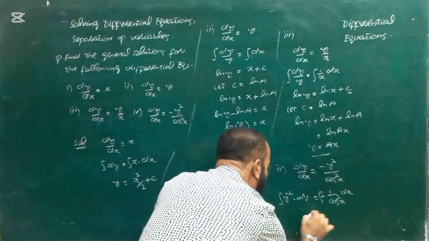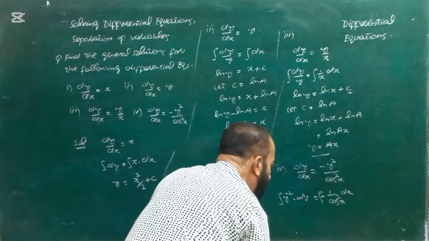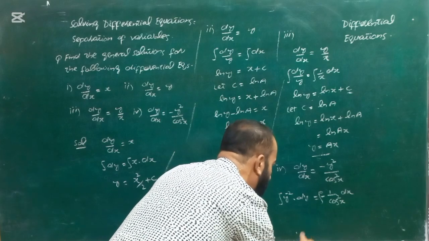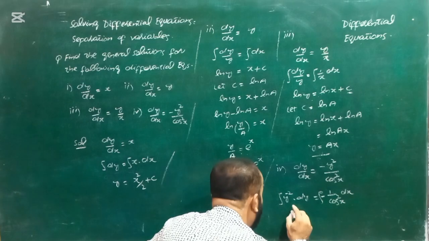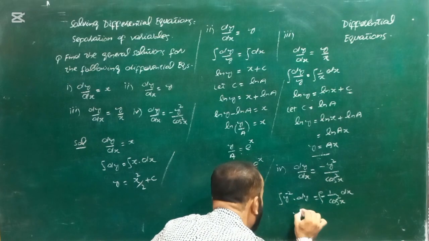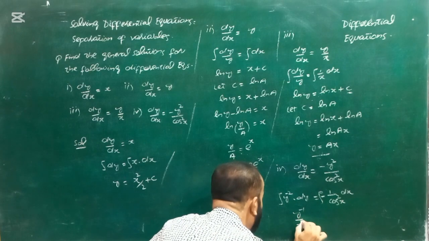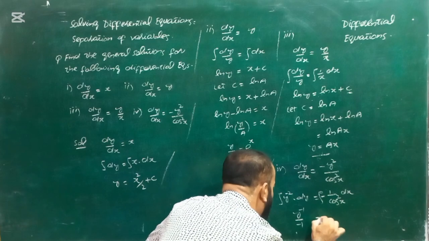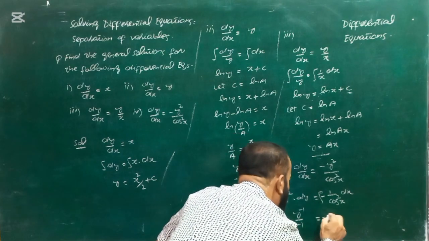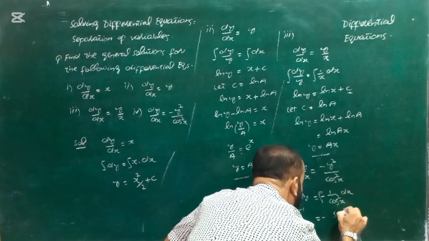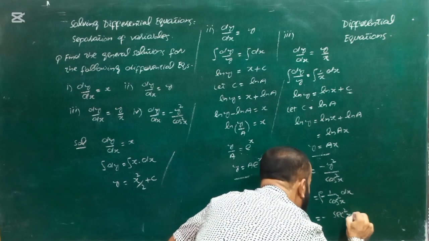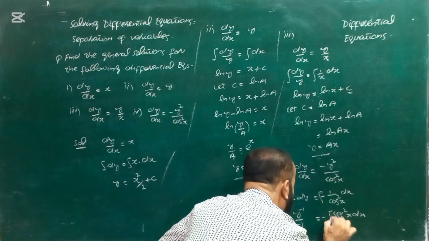integrating with respect to y on the left side and integrating with respect to x on the right side. So integral of this one, add 1 into the power, dividing with the same, and on the right hand side this minus sign comes out, so it will become secant square x dx. Sign of integration is still there.